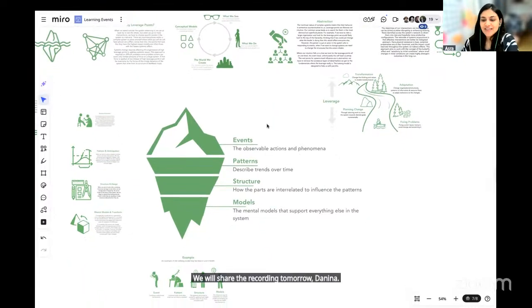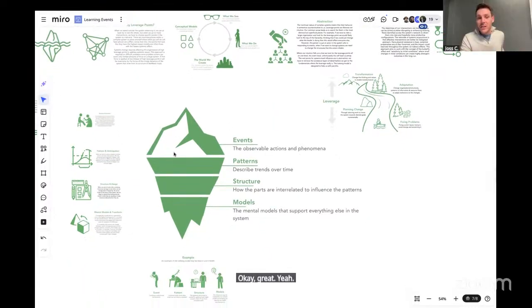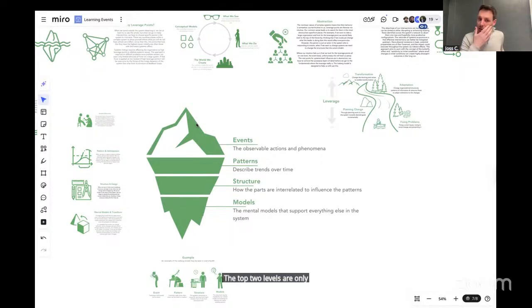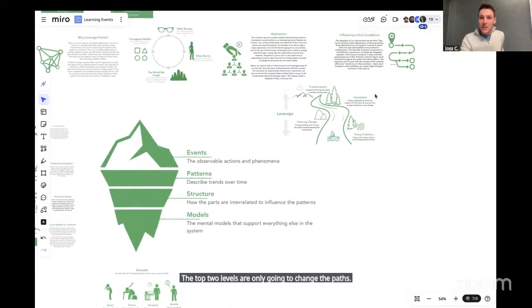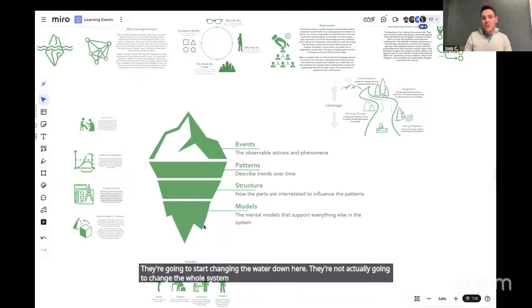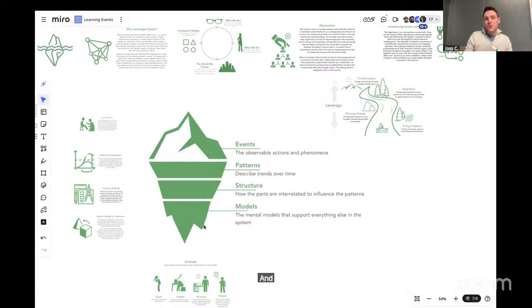Okay, great. So essentially, systems change is all about changing these two bottom levels. The top two levels are only going to change the paths. They're going to start changing the water down here. They're not actually going to change the whole system. So if you want to change a system, you have to act on the systemic structures and the mental models. And that's where small changes can have high influence.